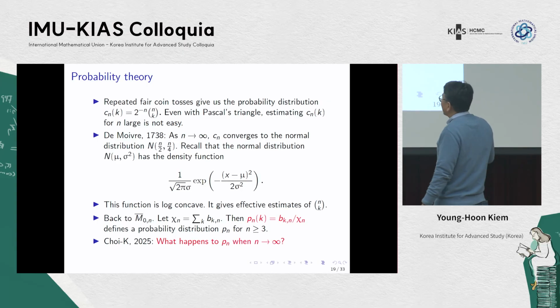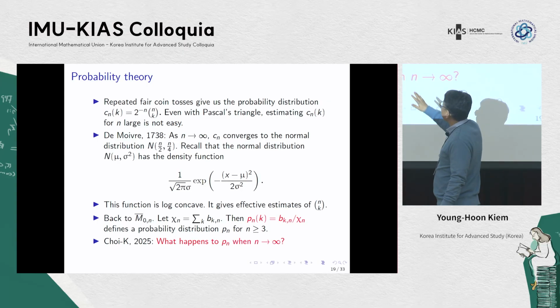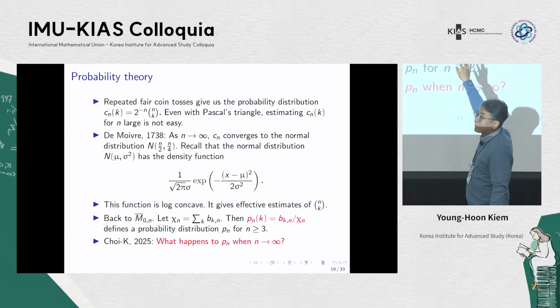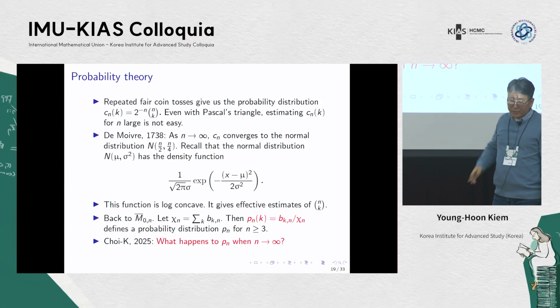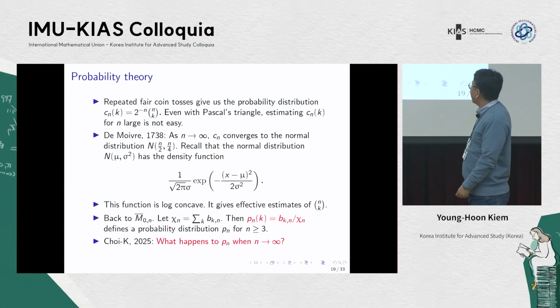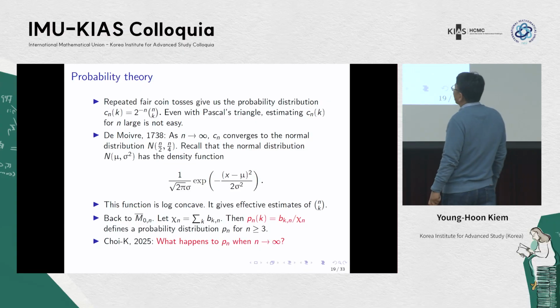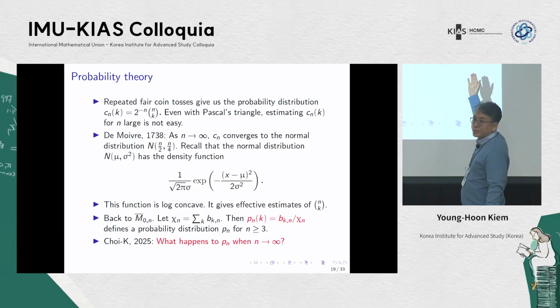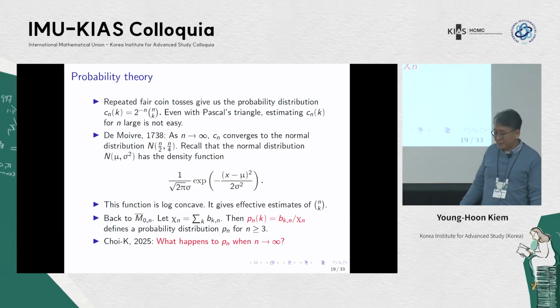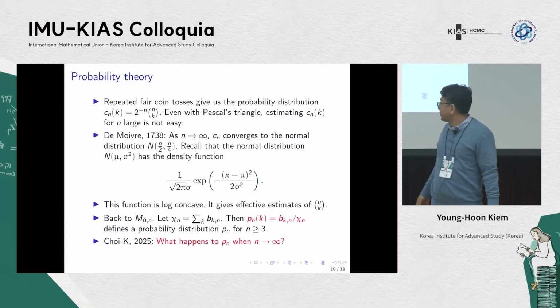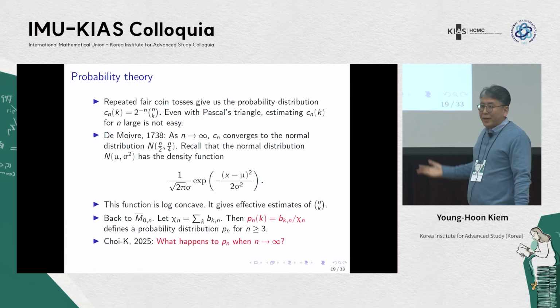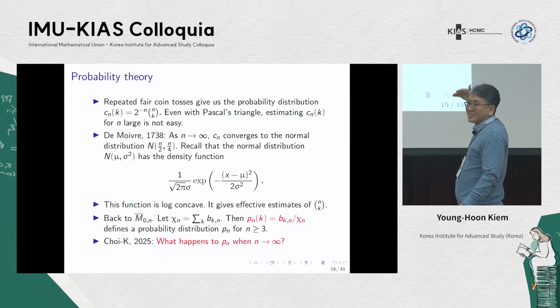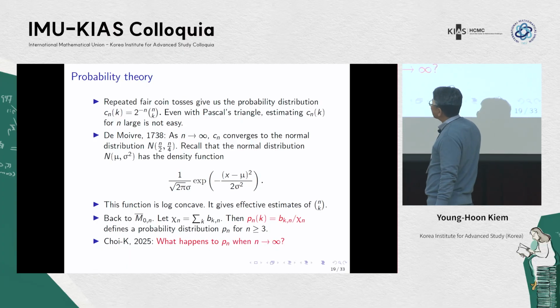Okay, so one thing you have to notice is that if I take log of this function, it becomes minus x squared, which is concave. So this function is a log concave function. Okay, that's a good sign. And also, this theorem gives us a good estimate of the binomial coefficient for n very large. Okay, let's go back to M_{0,n} bar. This is the end of my knowledge about probability theory.